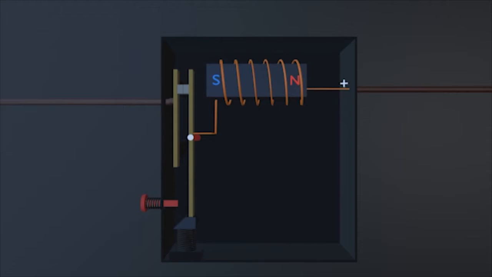So when current flows through the coil, an electromagnet is formed. The strength of the electromagnet is directly proportional to the amount of the current flowing through the coil.